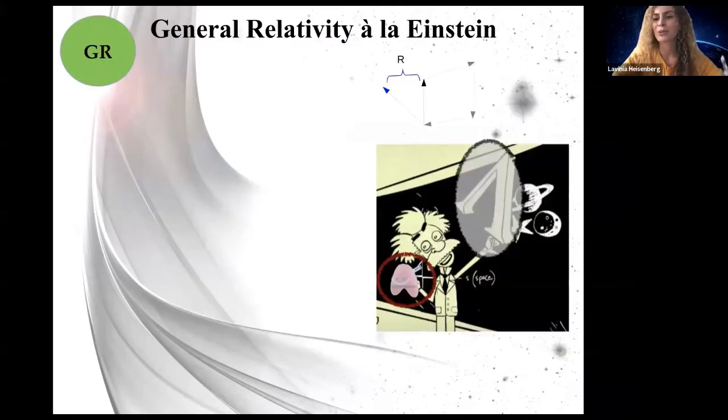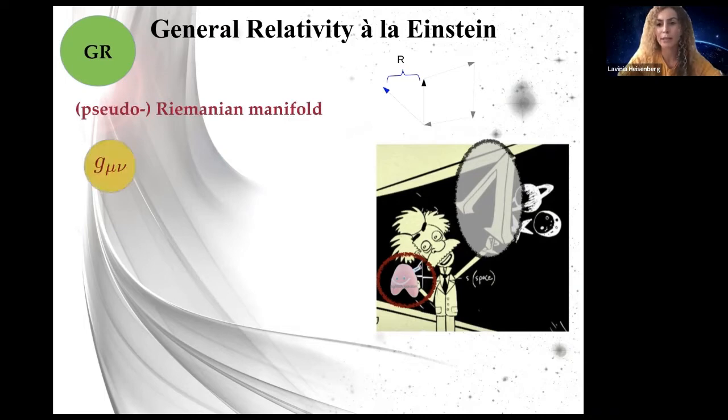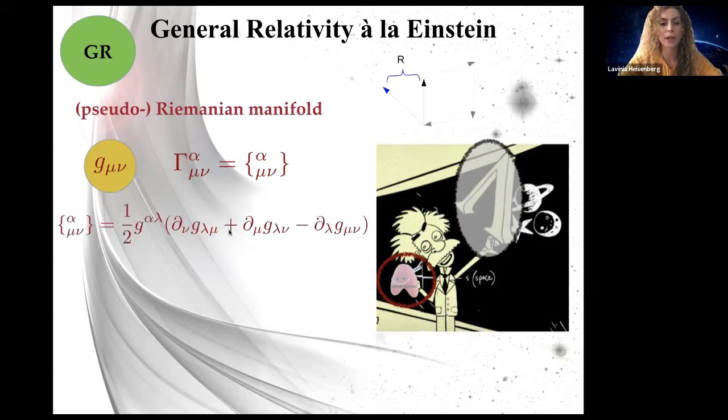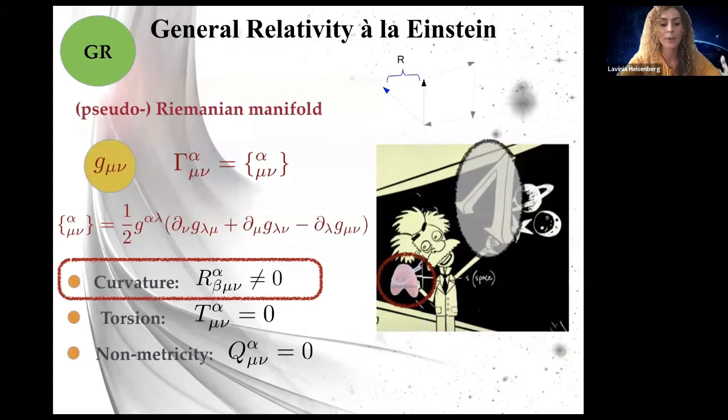Let me start then with general relativity a la Einstein that we are all familiar with, just to be able to make the comparison. So we are then in a pseudo-Riemannian manifold, and our fundamental object is of course the metric, and the connection is then purely given in terms of the Christoffel symbols that themselves are completely determined in terms of the metric. So there aren't any new additional degrees of freedom associated to the connection. So you live in a spacetime which is curved, but torsion vanishes and non-metricity vanishes.